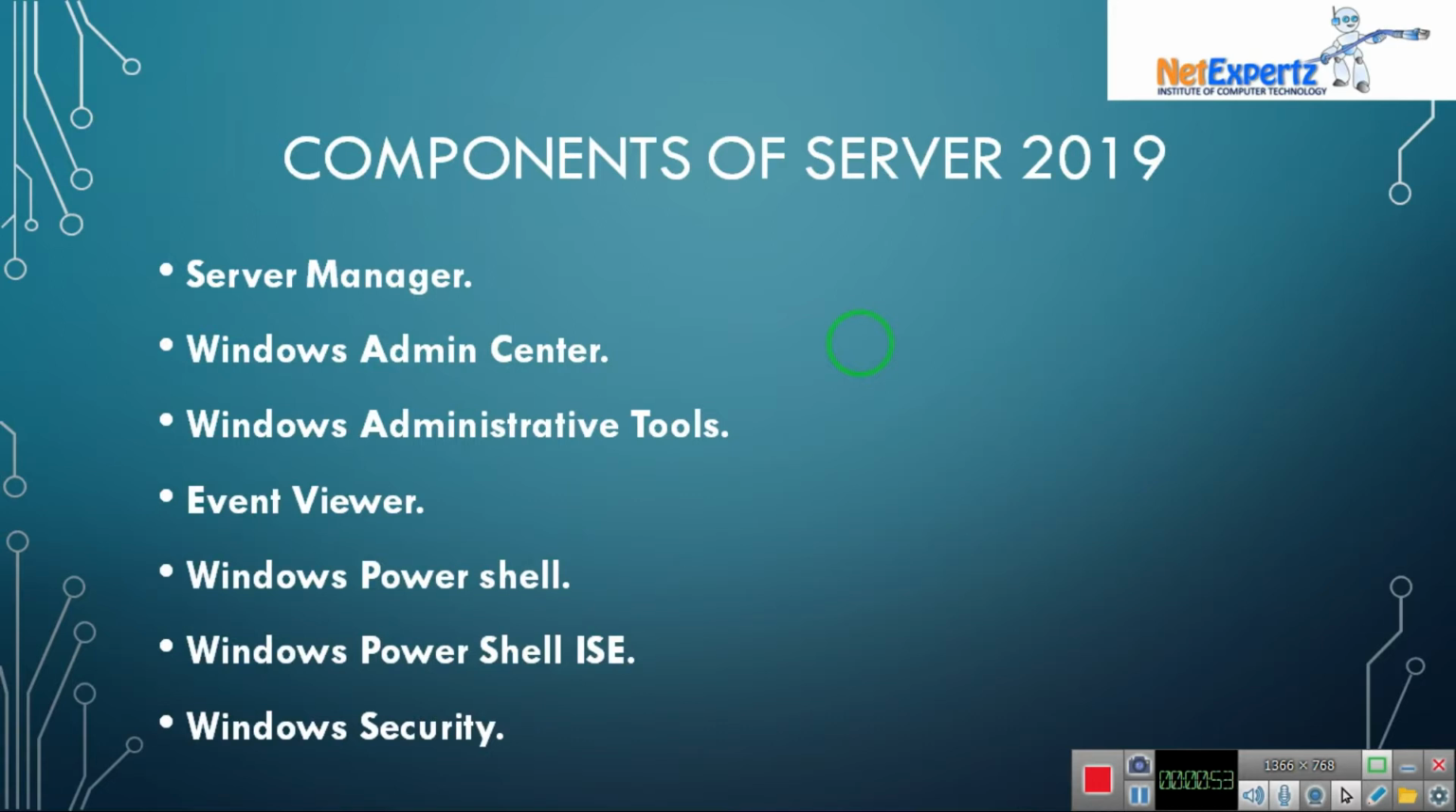So number one is Server Manager. Number two, Windows Admin Center. Number three is Windows Administrative Tools. Number four is Event Viewer. Number five, Windows PowerShell. Number six, Windows PowerShell ISE. And number seven is Windows Security. So these are some basic tools which are automatically installed in Server 2019. We can see them one by one, starting with the Server Manager.